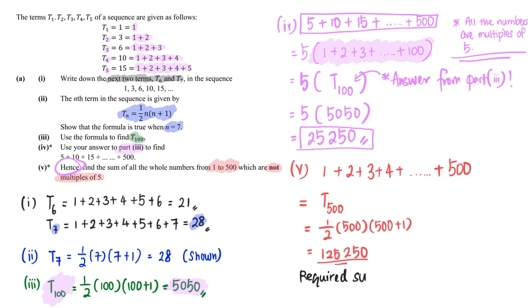So therefore, the final answer here will be that they are actually the required answer. The required sum will then be equals to 125,250. This is everything. I minus away the sum of all the numbers from 1 to 500 that are multiples of 5, which is this, to give me the final answer, 100,000.